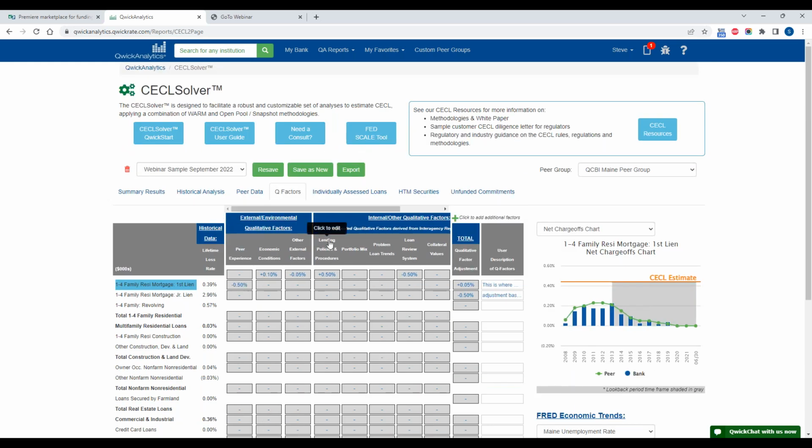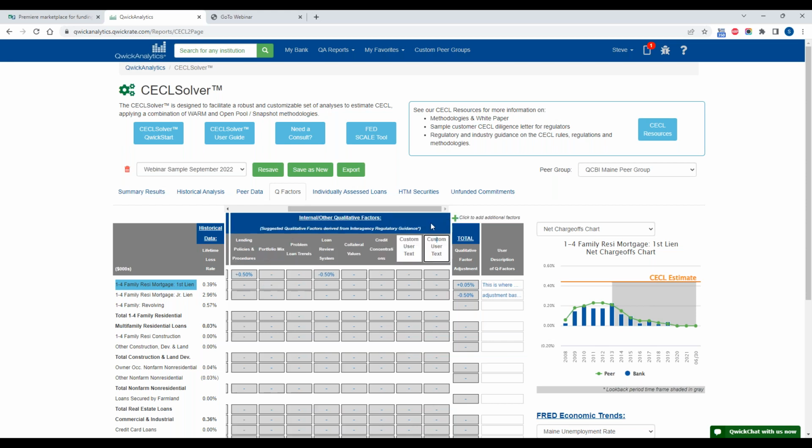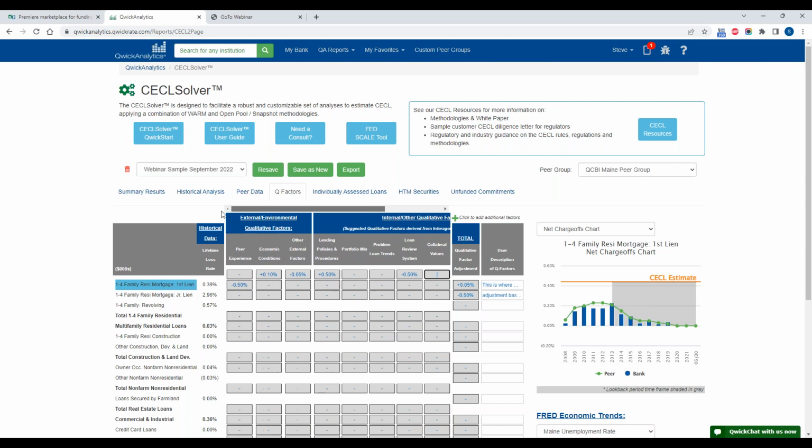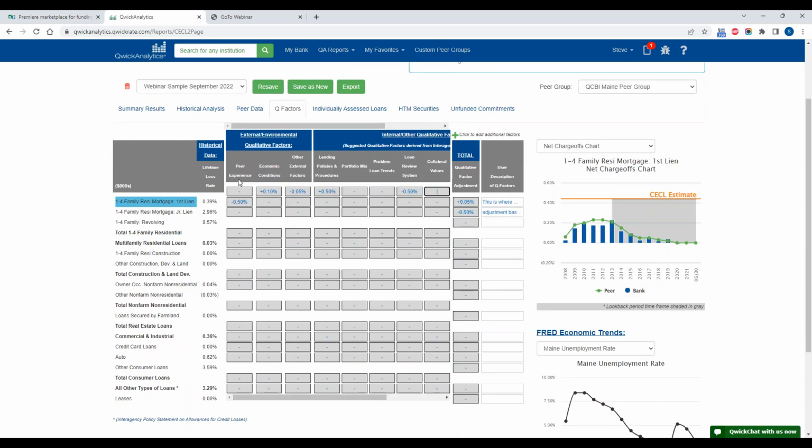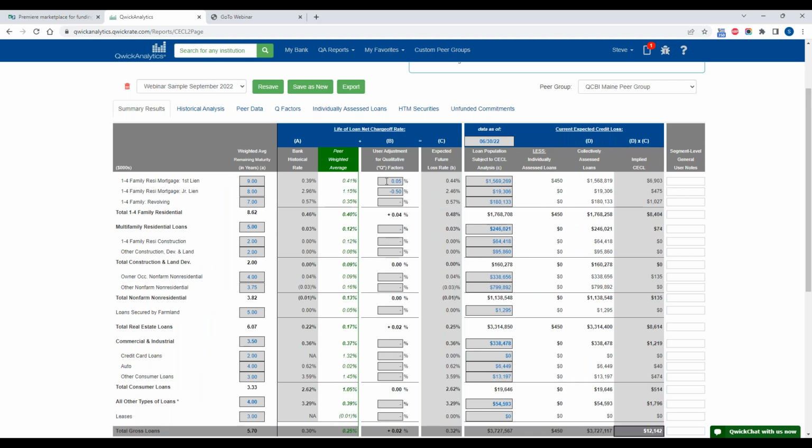You can also add additional custom factors here. I can add a completely custom Q factor adjustment, label it however I want, and make additional adjustments. And you can modify these as you go as well. So you have a lot of flexibility in the qualitative factor adjustments that you make. And once you've made all of your adjustments, the net adjustment shows up here in the column on the right and is brought forward back to the summary results tab.